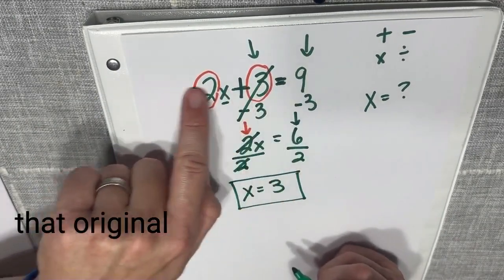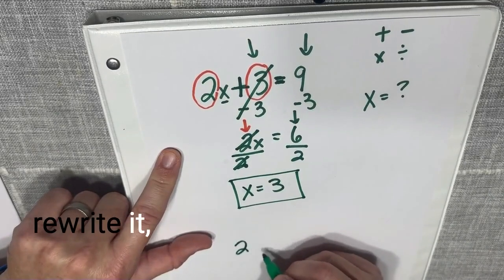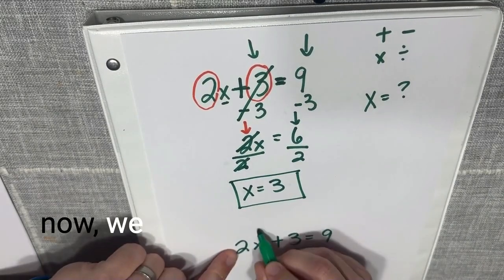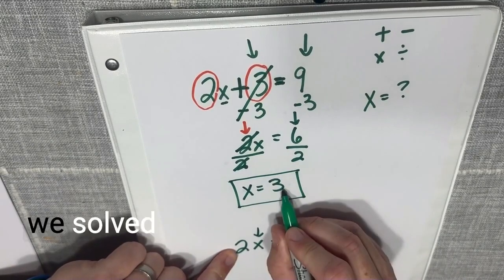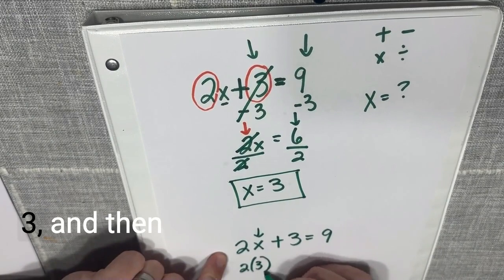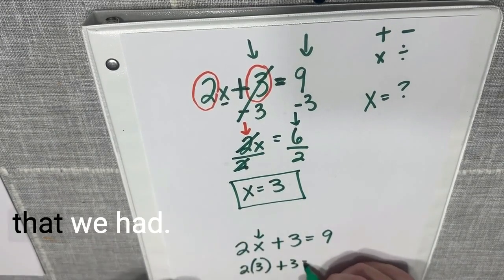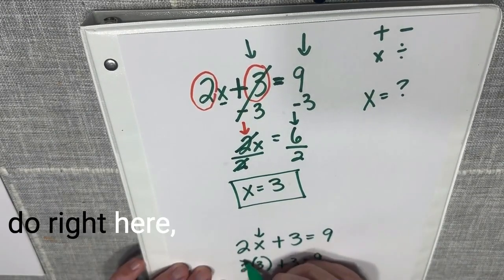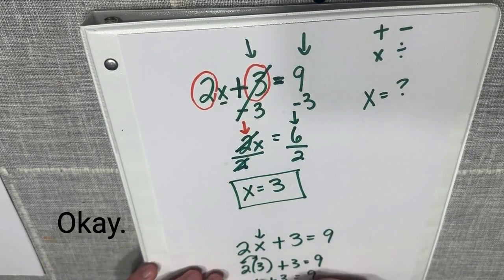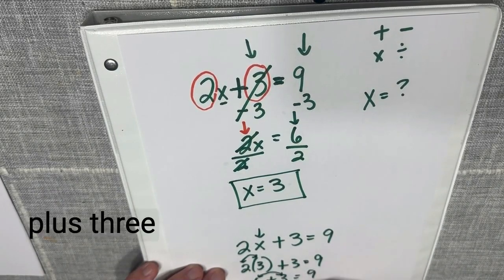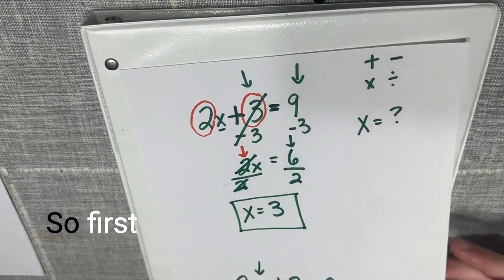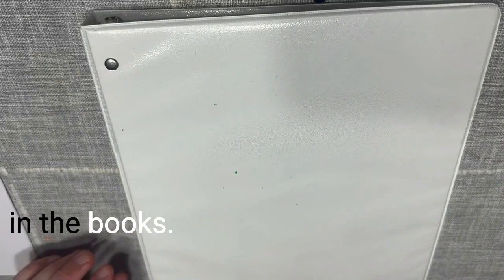So when I look at that original equation, I'm going to rewrite it: 2x plus 3 equals 9. We know that x is 3 because we solved for that. So I'm going to substitute that x with a 3, and then rewrite everything that we had. And so right here, remember this is multiply, 2 times 3 is 6, okay? And then 6 plus 3 is 9. 9 equals 9, that checks. All right, so first question is in the books.